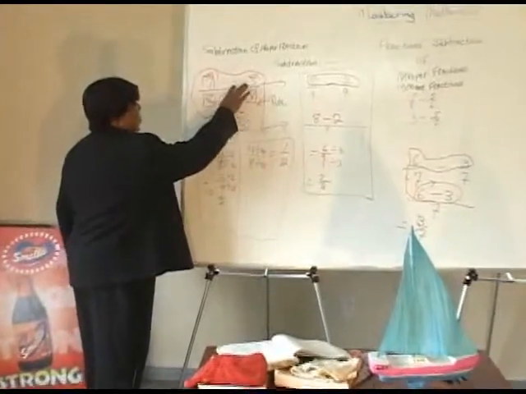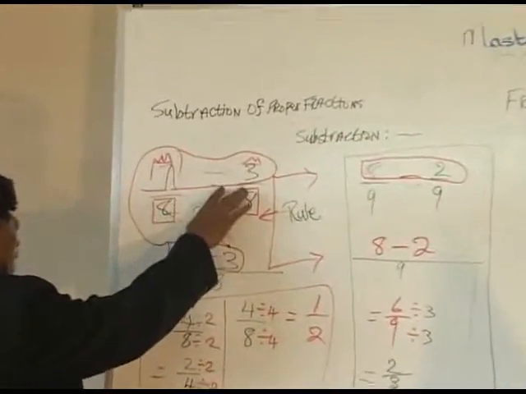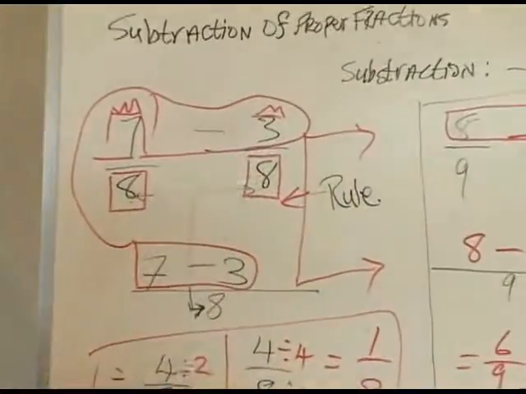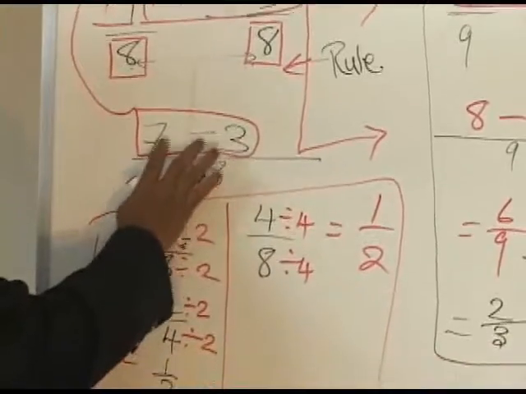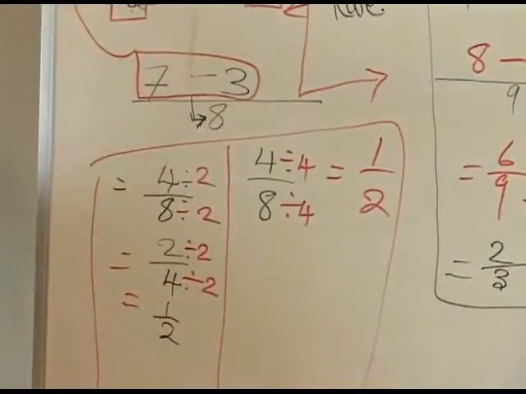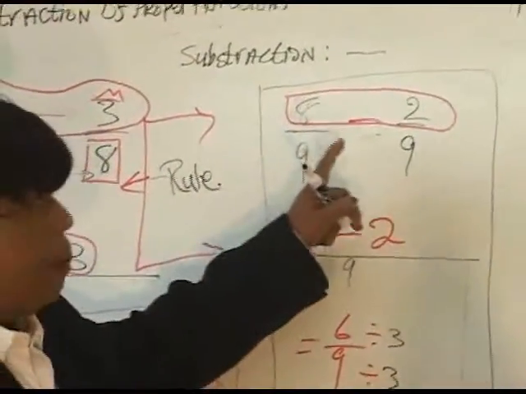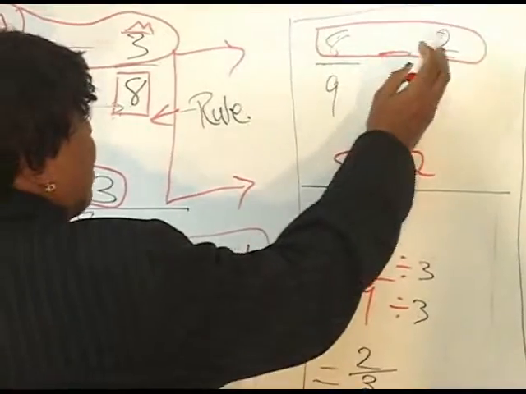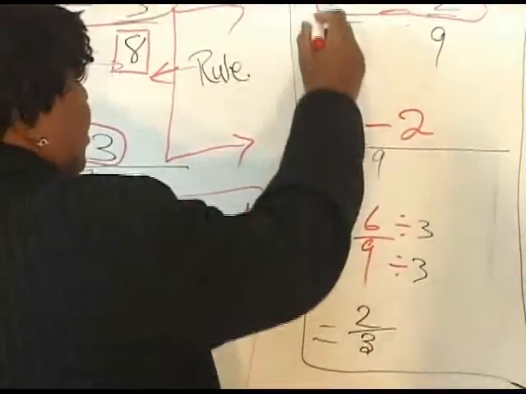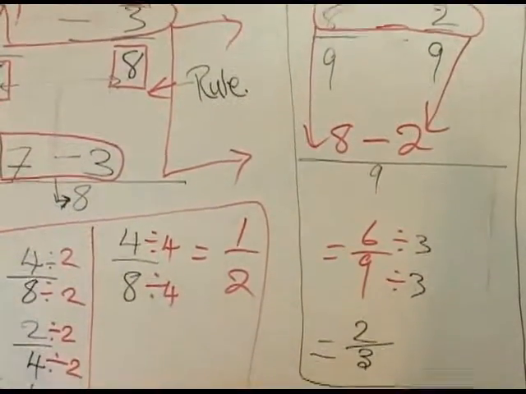7 eighths minus 3 eighths. What's the numerator? 7. And it's minus, what as numerator? 3. When we came down and we did our operation, what do we have up here? 7 minus 3. Okay? We gave you another one, and it was 8 over 9 minus 2 over 9. What do we have here? 8 minus 2 for numerator. What did we get down here? 8 minus 2.